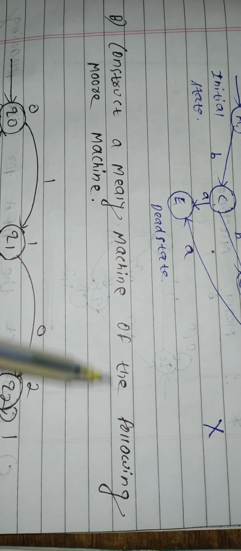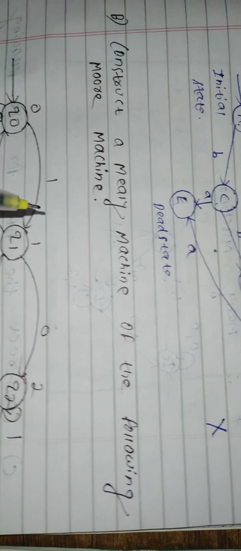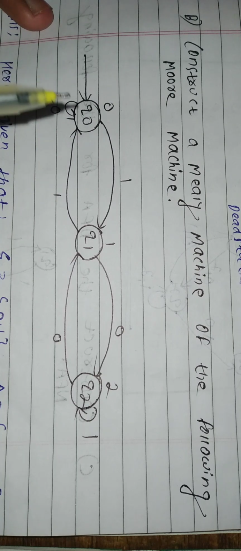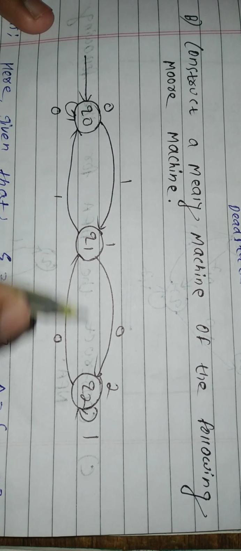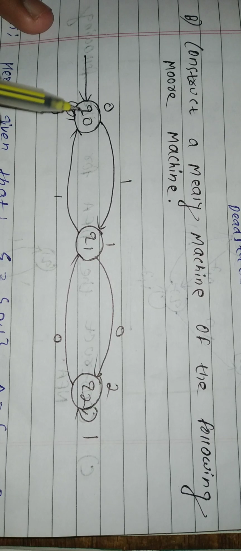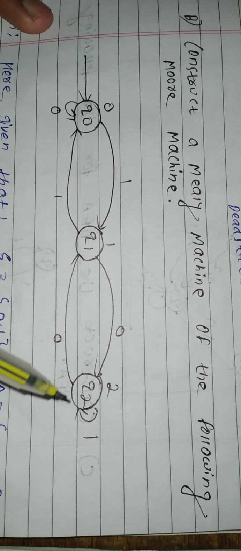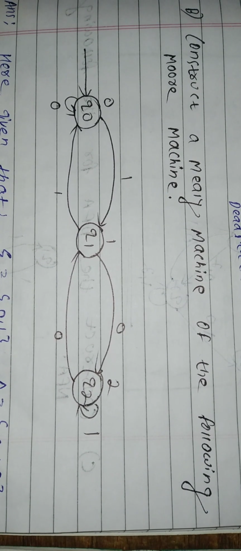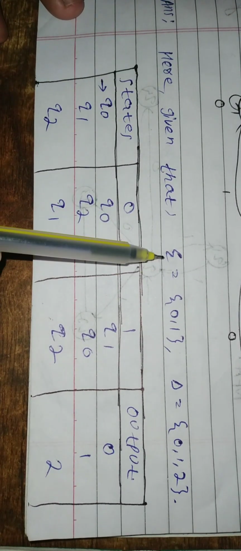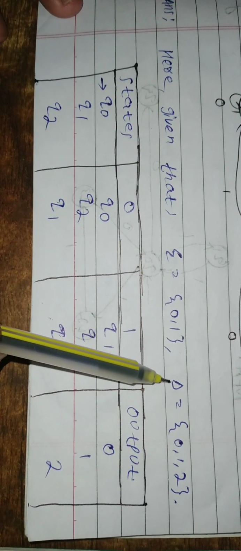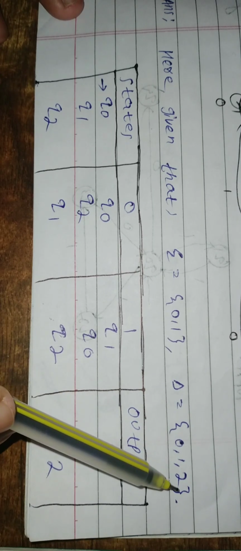Construct a Mealy machine from the following Moore machine. So here we have been given one Moore machine, and we have to construct a Mealy machine from this Moore machine. This Moore machine's outputs are 0, 1, 2 for the respective states Q0, Q1 and Q2. So we will write the given data. Here the given data is sigma, the input, is 0, 1 and delta, that is the output, 0, 1, 2.